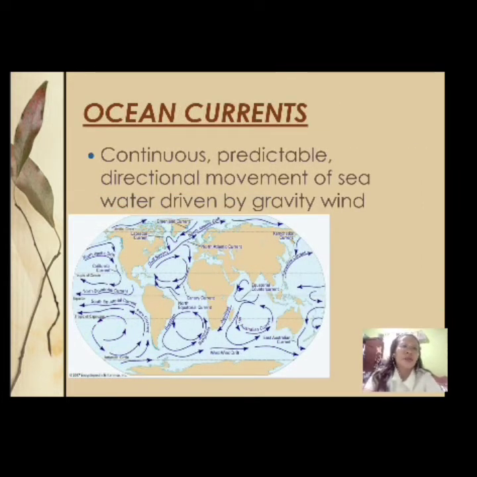Ocean currents are continuous, predictable, directional movements of seawater driven by gravity and wind. The ocean currents act as conveyor belts of warm and cold water, which send heat toward the polar regions and help tropical areas cool off, which influences both weather and climate. The world's oceans affect the climate by playing an important role in keeping our planet warm.